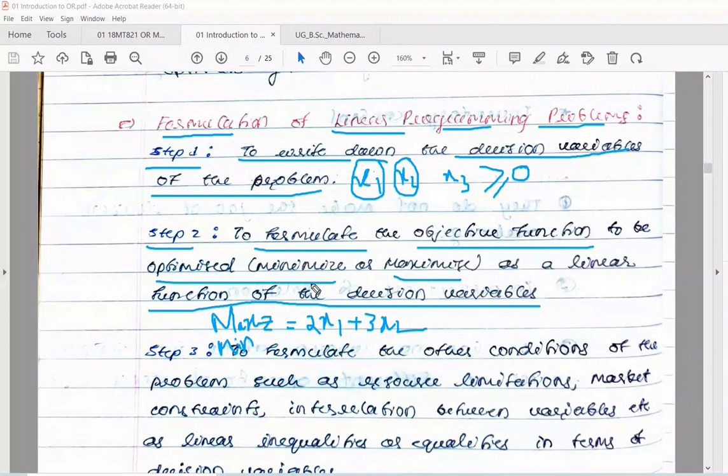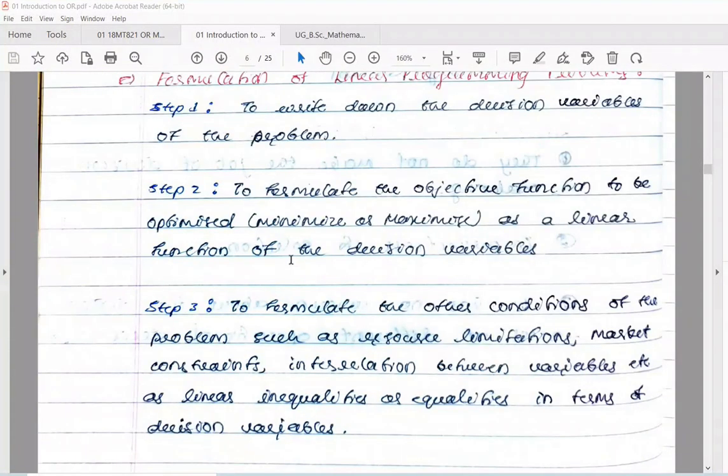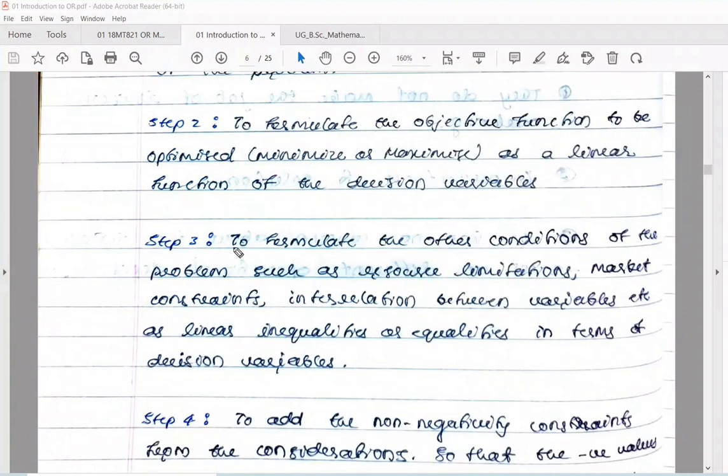But the maximization and minimization are dependent on what? These x1 and x2. Those are to be considered as decision variables. Those things you can remember. Don't forget at all. Next, the third step: formulate the conditions that are required.